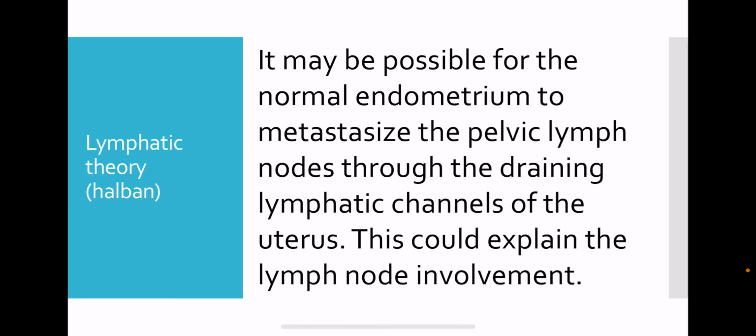So the endometrial tissue, which is malignant in nature, can drain through the lymphatic channels, reach the lymph nodes and cause endometriosis of the lymph nodes. This could explain the lymph node involvement. So we understood how the lymph nodes undergo endometriosis. What happens? The endometrial tissue starts metastasizing and then reaches the pelvic lymph nodes through the lymphatic channels.